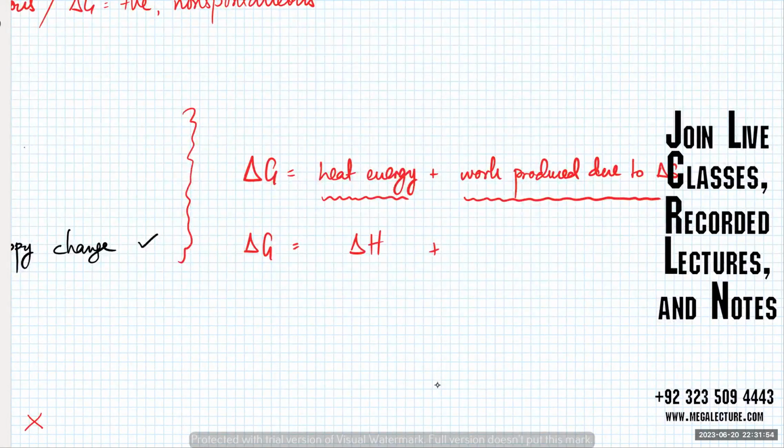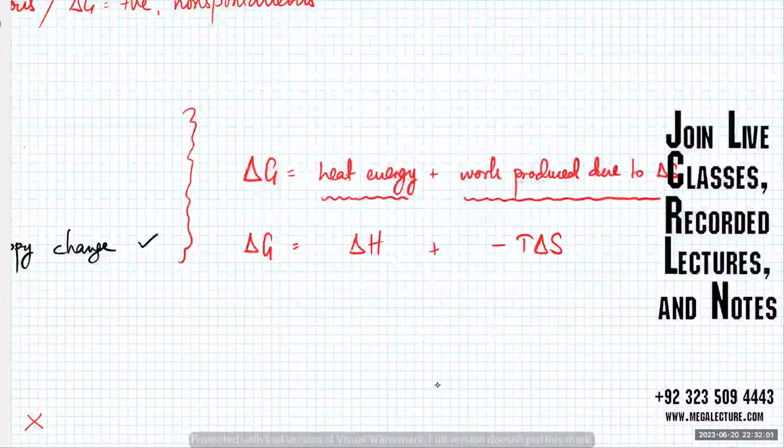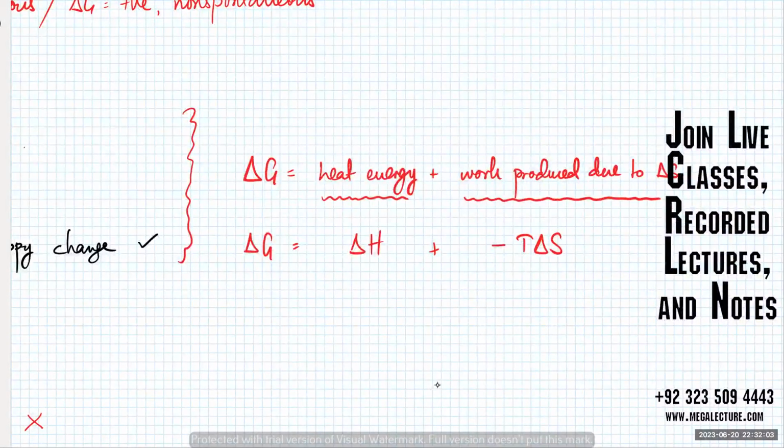And how do you calculate work produced due to delta S? That is basically equal to minus T delta S. I'll explain that, like where did I get that? So to sum it up, your delta G is basically equal to delta H minus T delta S.